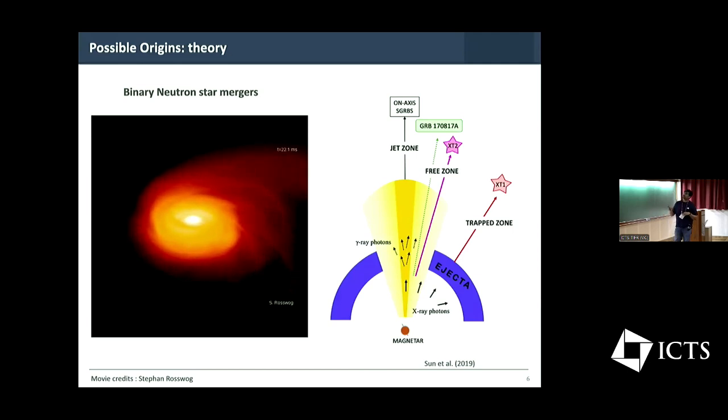But if you are in the trap zone, first the X-ray photons are obscured by the ejecta itself, and later as it becomes optically thin, we see a partial light curve of this transient. So this is a crude model which could explain the light curves of some of the FXTs.